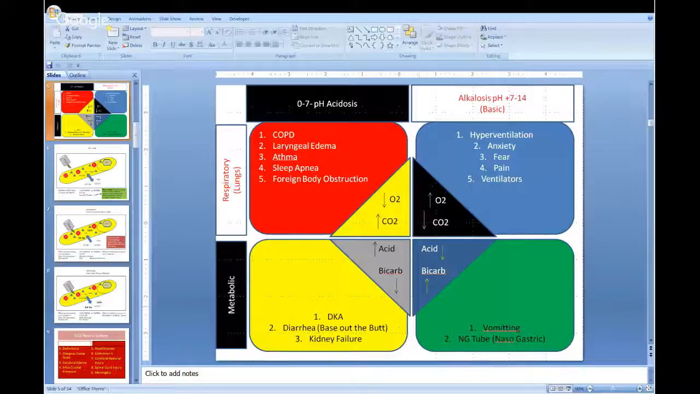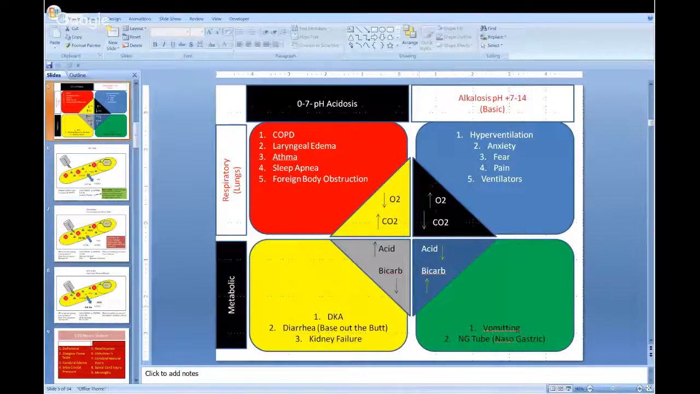Yep. Okay. Then my partial pressure, PaCO2, is at 37. Is that high, low, or normal? This is normal. Okay. Now I've got my bicarbonate, HCO3, and HCO3 is at 18. Is that high, low, or normal? 18 is low.